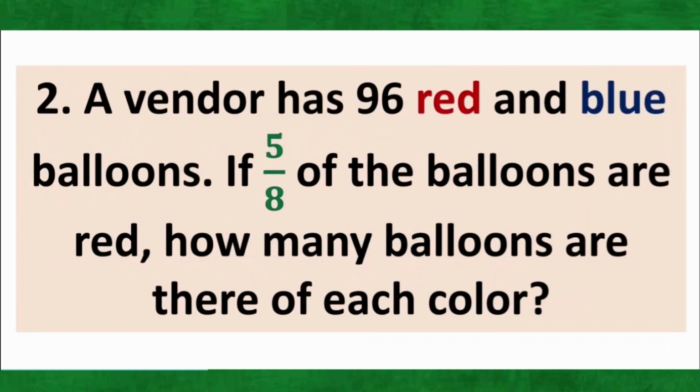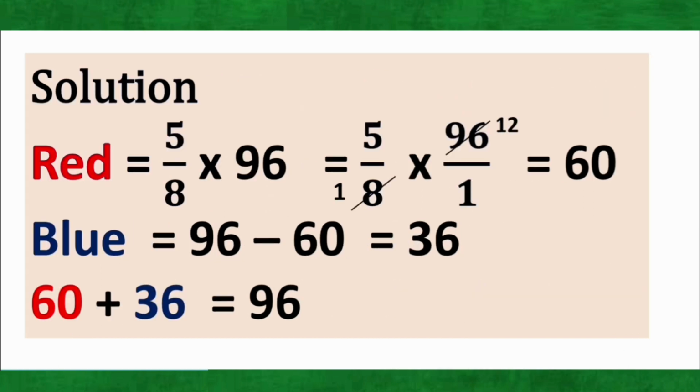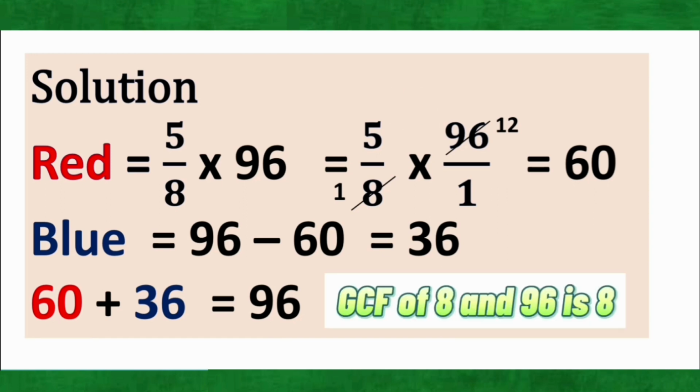Let's have the second problem. A vendor has 96 red and blue balloons. If 5/8 of the balloons are red, how many balloons are there of each color? For red balloons, this is equal to 5/8 times 96. It's equal to 5 over 8 times 96 over 1. So we can do cross-canceling here. 8 and 96. The GCF of 8 and 96 is 8.